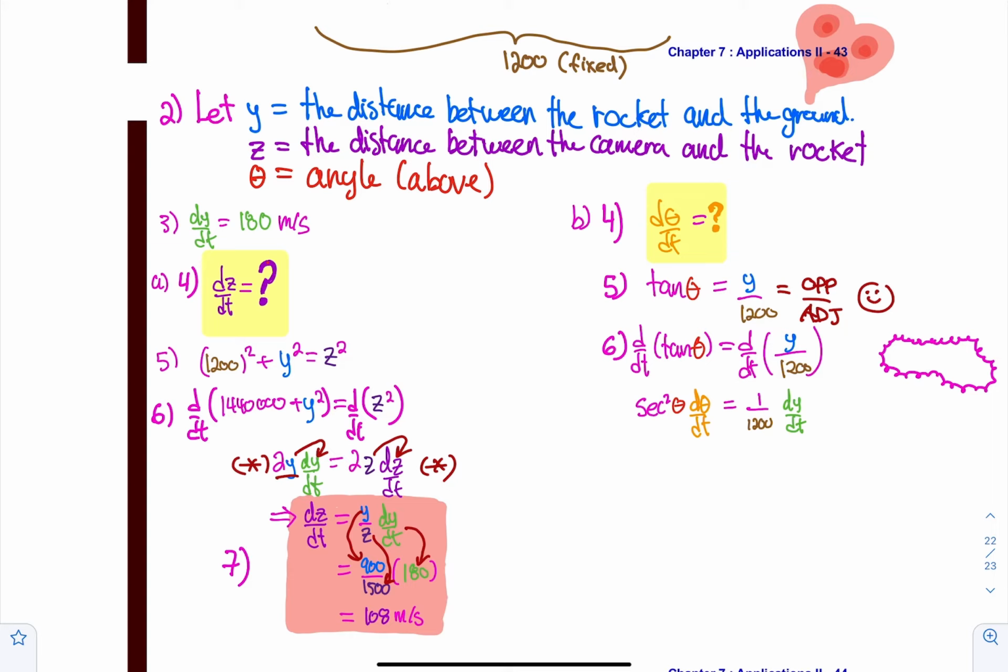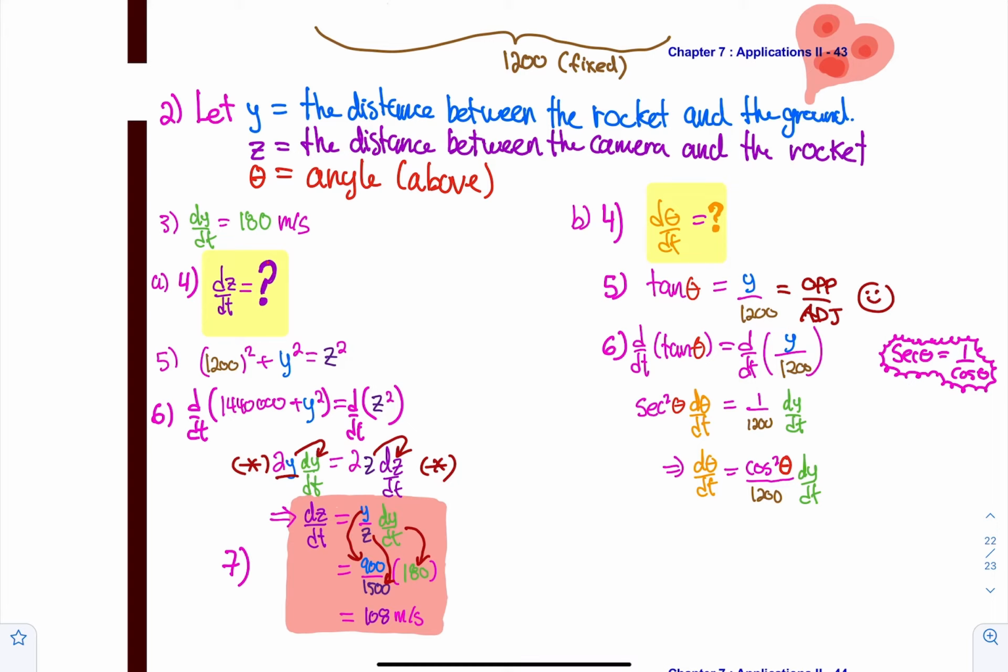Just a couple of remarks here. Secant theta is 1 over cos. So if you write secant squared as 1 over cos squared, you can multiply by cos squared on the right side, and then you have a formula for d theta/dt. So you can isolate d theta/dt here. So therefore, d theta/dt is cos squared theta over 1200 times dy/dt.